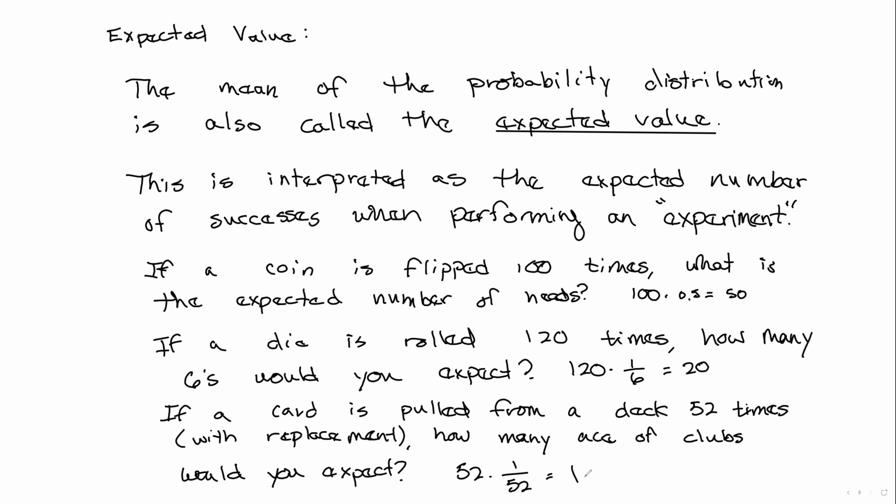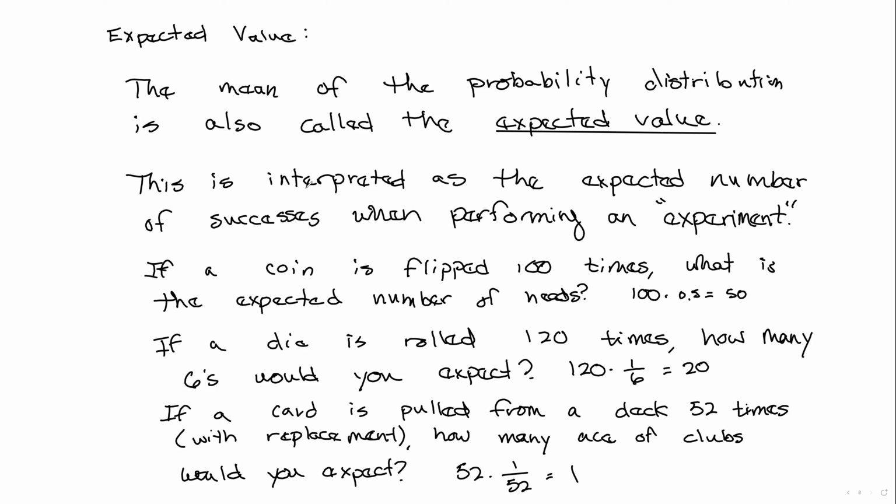You would guess that you'd get the ace of clubs once because there's one ace of clubs out of the 52 cards. Okay, so that's the idea of expected value. It is used a lot. It's one of the more popular things that comes out of the class.